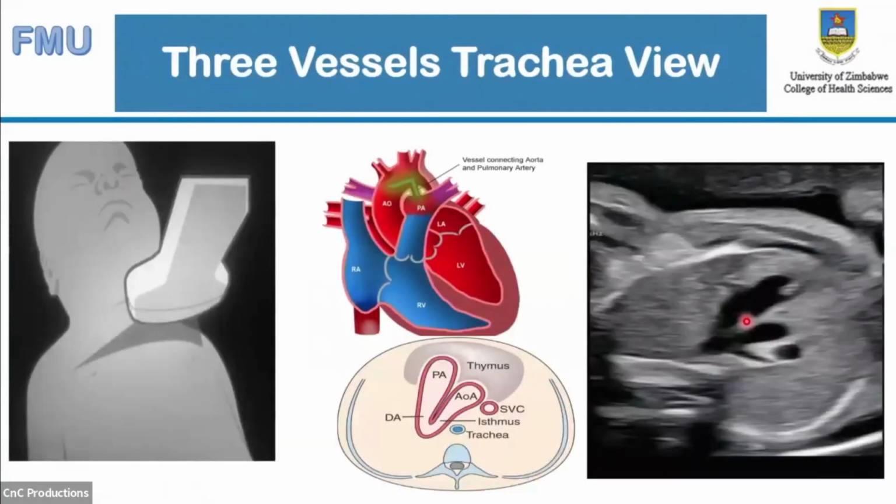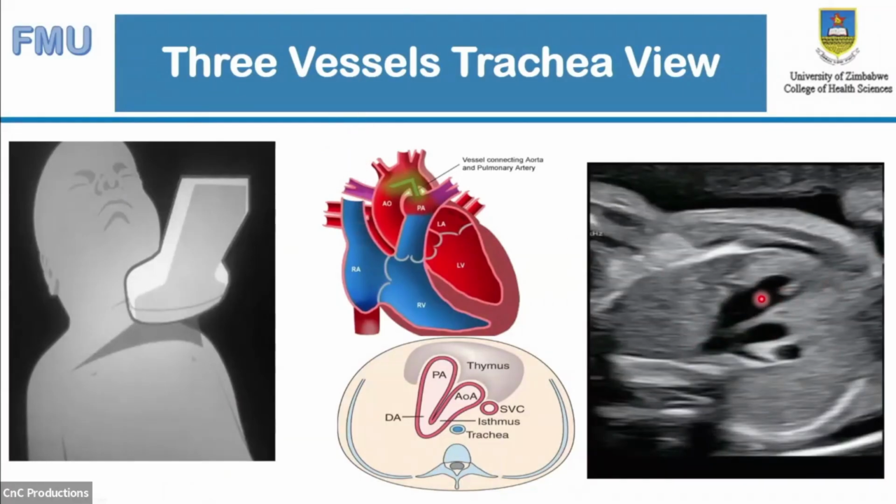Then we also move on to the easiest view to obtain, especially if you are able to obtain the four-chamber view. Just tilt your probe towards the fetal head and you get a three-vessel tracheal view. So for this view, we are assessing the arch of the aorta over there, and the main pulmonary trunk, including the ductus arteriosus, and then the superior vena cava, which will be coming to the heart.